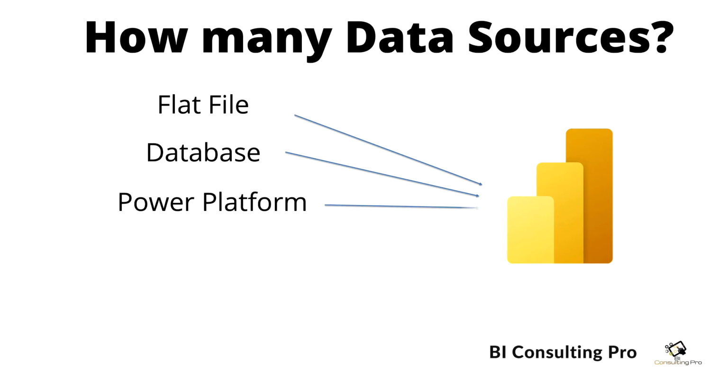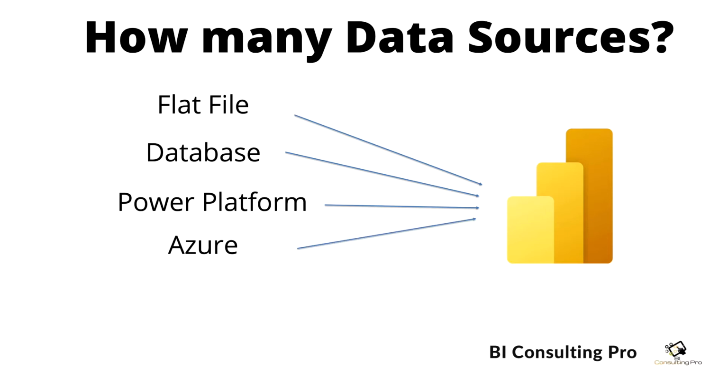The third one is Power Platform. Power Platform includes Power BI, where we have Power BI datasets, dataflows, etc. Then we have Power Automate, as well as Power Apps. Those are the different categories that come under this Power Platform, so we can also get the data from those.